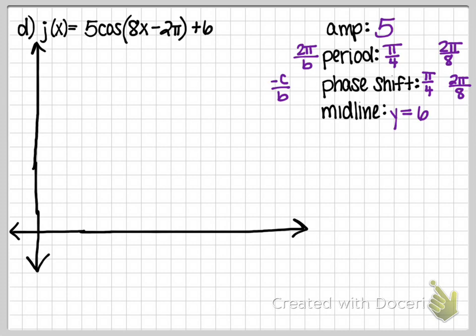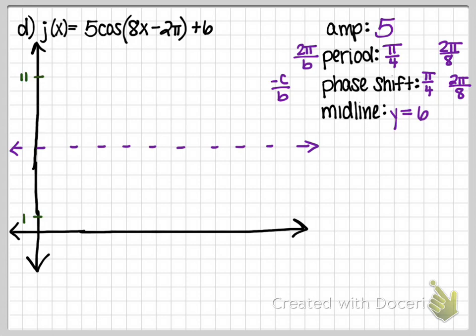So let's go ahead and put that midline in first. 1, 2, 3, 4, 5, 6. Here we go. All right, and then my amplitude is 5, so I'll count up 1, 2, 3, 4, 5 to be up here at 11. Oopsies, I almost labeled that as 5. There we go, 11. And then my lower bound is going to be down here at 1.